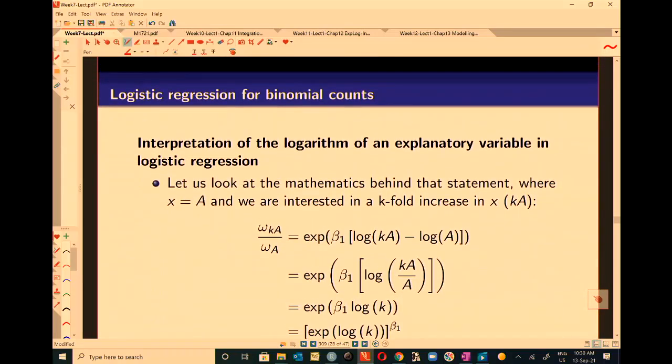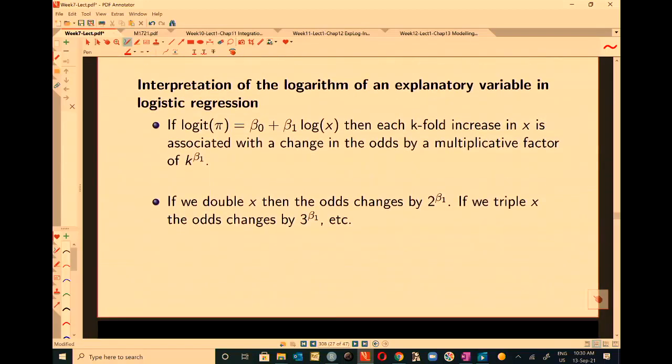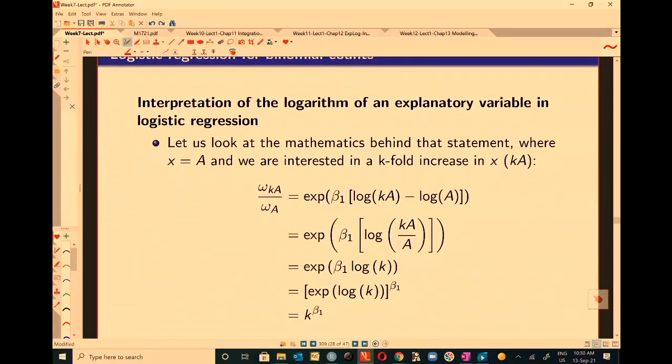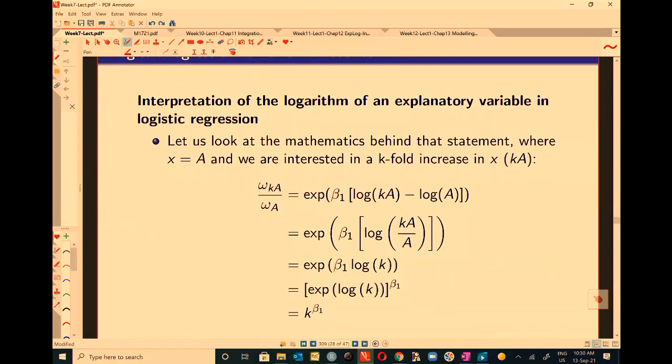So I've got, this is when I've got a log over here. If this isn't a log, that'll be different as well, of course, but we've seen that before. So how does it work? So if I've got, say, I start off with area equal A, and I multiply it by a k. I increase it k-fold, kA.